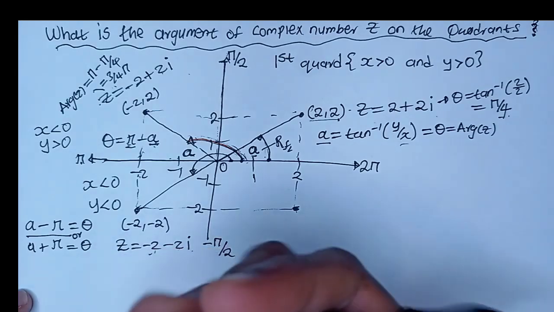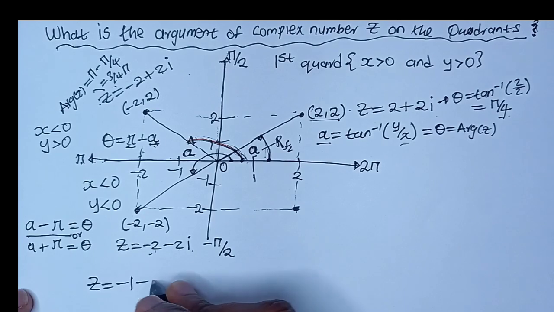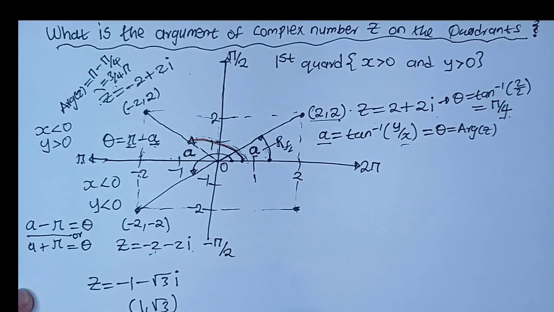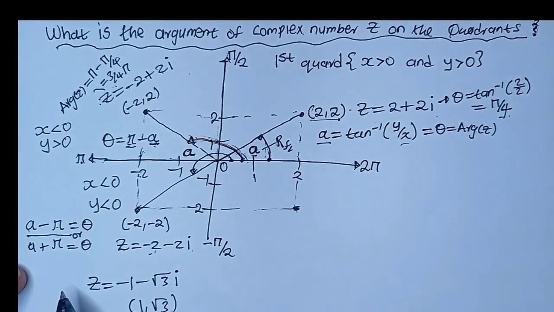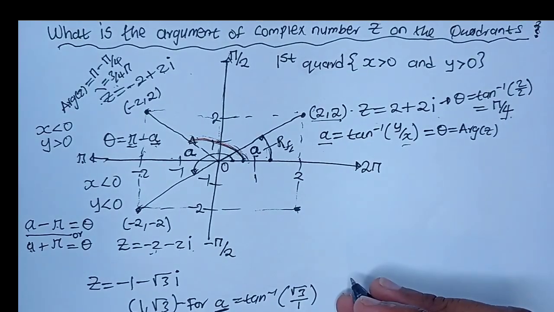So if, for an example, I was having my z being defined by -1 minus root of 3i, I was going to reflect on the first quadrant my point as 1 and root of 3. Then I find the angle A. That's when I will find the argument by just taking that angle minus pi or that angle plus pi. So for A, it will be the tan inverse of root of 3 over 1 for this problem. So this is pi over 3.